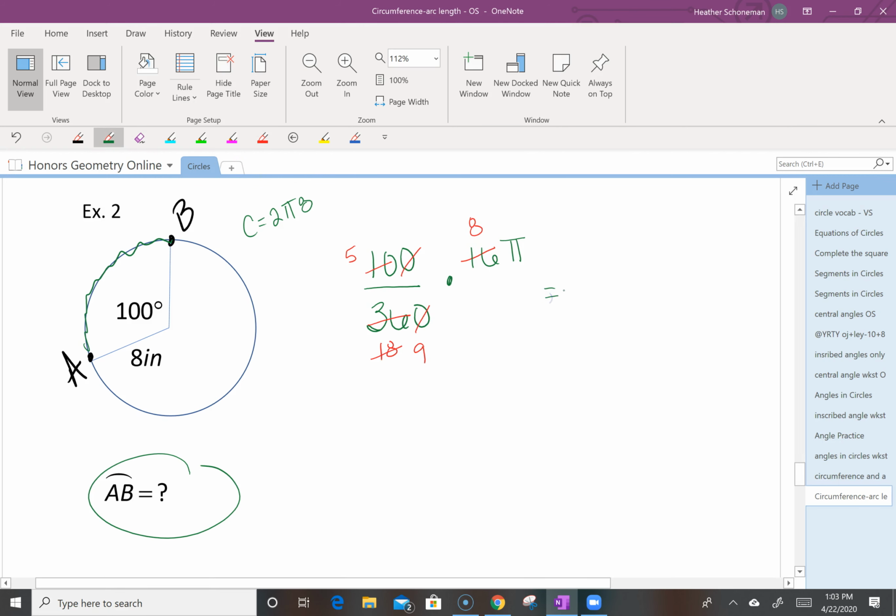Now that I've done all my reducing, I'm going to multiply straight across the top. 5 times 8 times pi gives me 40 pi. And on the bottom, I'm just left with 9, and the label is inches.